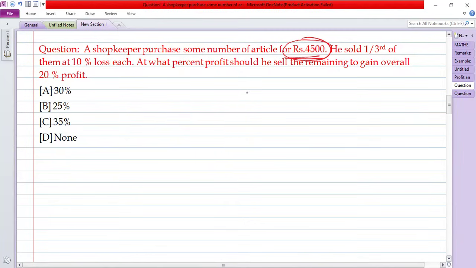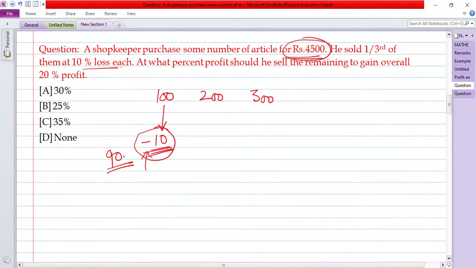So here, let total articles be 3. Number of sold articles are 1. To be sold, 2. Once again, multiply by 100 each. Why? Because we assume that the cost price of each article is 100. Now, here for this 1/3, what is the loss? 10%. Please mind here we should write minus 10. This is very, very important. Please write minus 10. I have seen usually the students write 90 or something else.